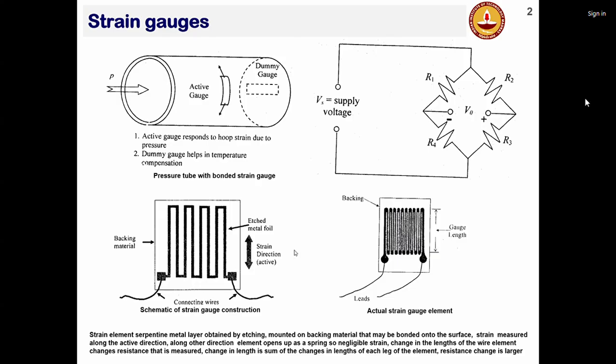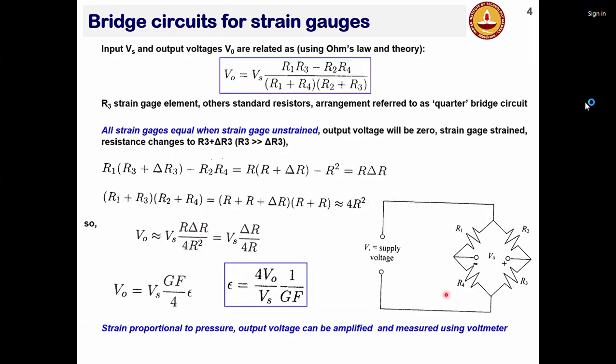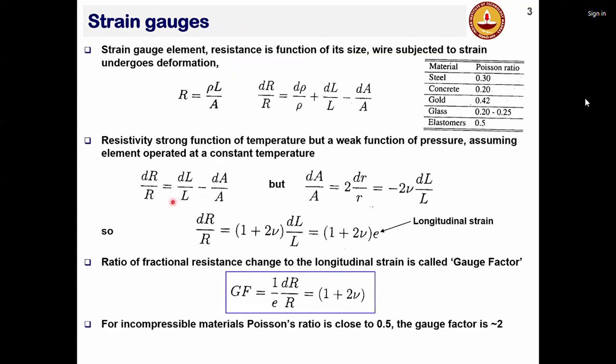And as I said, typically this strain gauge forms one of the resistances in a typical Wheatstone bridge circuit. So you have an arrangement something like this. So I will come back to this a little later. But before that, let us talk about how we can characterize a strain gauge. We typically characterize strain gauge in terms of what is called gauge factor.